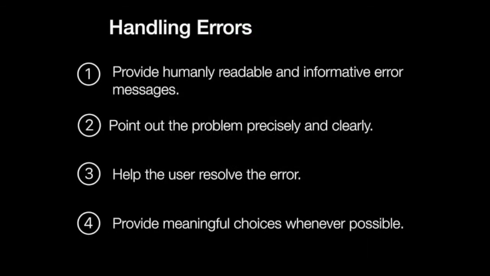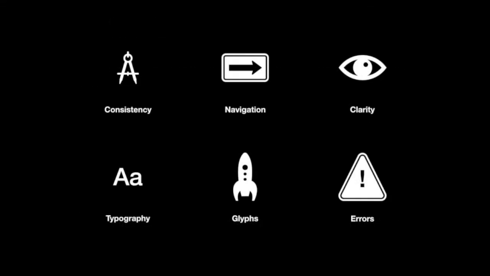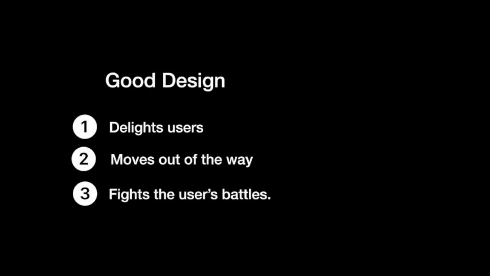So good error handling means provide humanly readable information, point out the problem clearly and precisely, help the user resolve the error, and provide meaningful choices whenever possible. We've discussed all six of these today. But ultimately, good design is one that delights the users, moves out of the way, doesn't distract you from what you're doing, and fights the user's battles.